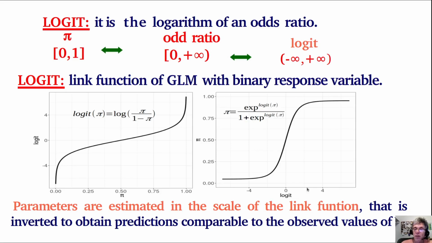For any value of the logit, the inverse logit function transforms this estimated logit into a probability, a real number between 0 and 1. So the parameters, as in every GLM, are estimated on the scale of the link function. This is then inverted, in this case, to yield predictions that are comparable to the observed values of the response variable.